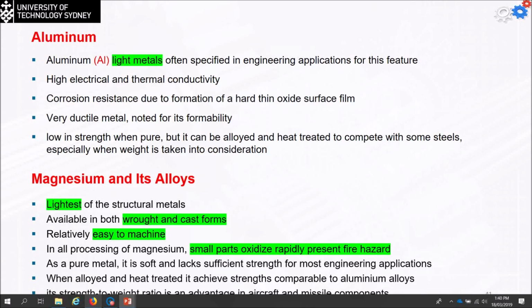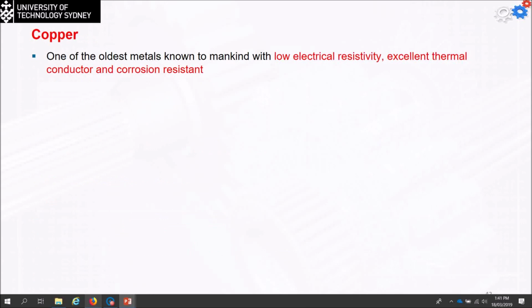Copper is one of the oldest metals known to mankind. It has low electrical resistivity, is an excellent thermal conductor, and has corrosion resistance. We even have the age called the Bronze Age, because they were using copper. Copper was very important in the early time of manufacturing because it melts at a lower temperature.